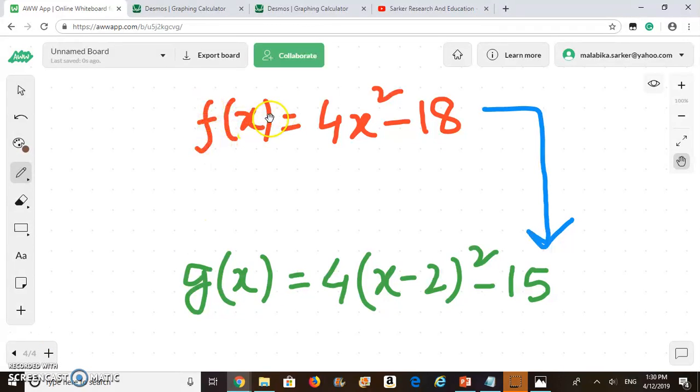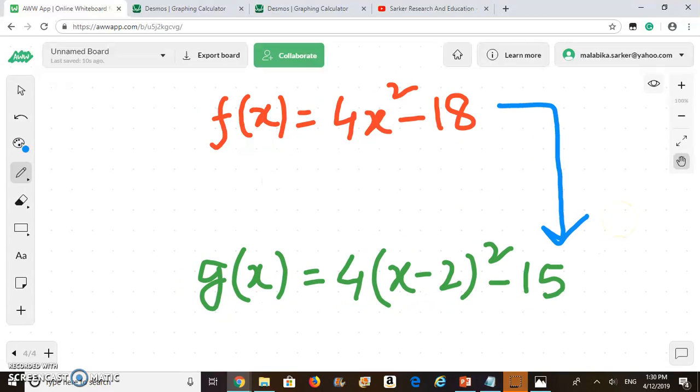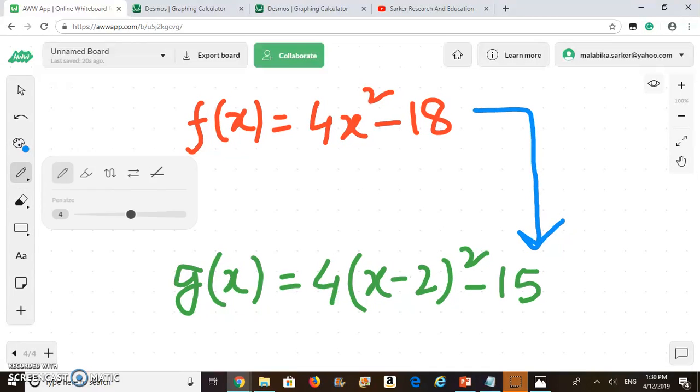So this was the original function f(x) equals 4x square minus 18, and after the transformation, we will have to tell what type of transformation has taken place. We got the transformed function g(x) equals 4 times (x minus 2) square minus 15. Now how have we come from here to here? So if you look carefully, let me just choose my pen.